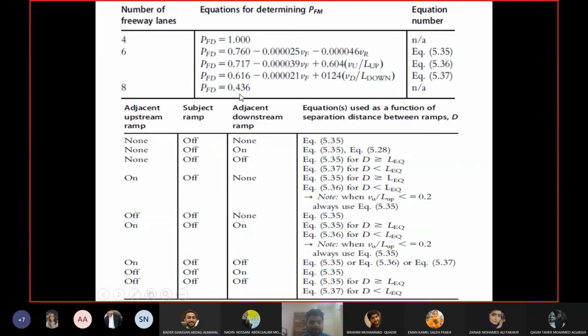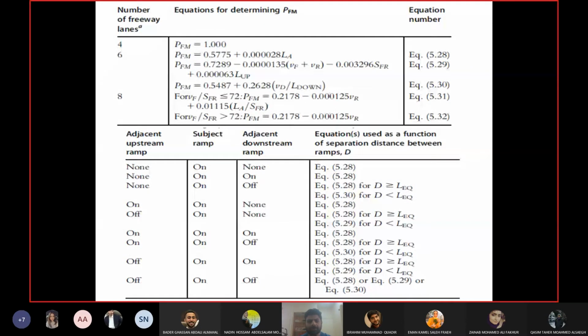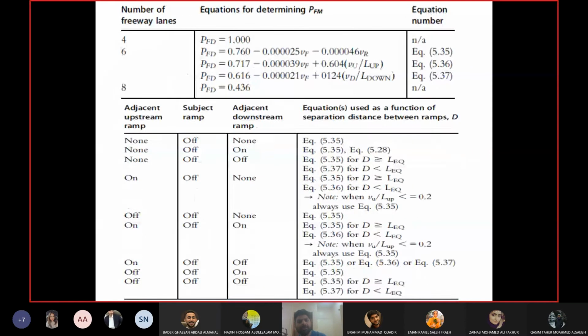I think there's no condition like this for the merge area, right? So for the diverge area, 4 lanes, the proportion is fixed. 8 lanes, the proportion is still fixed. And then we only have to worry about if there are 6 lanes. So in that case, you have these 3 possible equations. I've already mentioned the parameters, right? VF, flow rate of the freeway, VR, flow rate of the ramp, L up, distance to the upstream ramp, L down, distance to the downstream ramp.